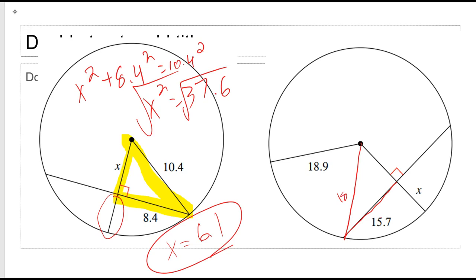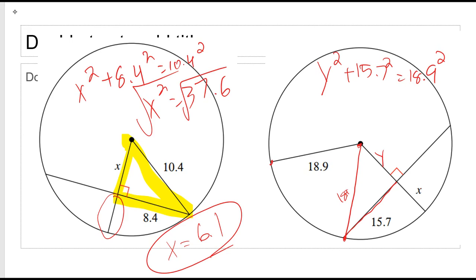That's 18.9. If you don't know how I got that, I just went from the center to the edge of the circle. That is what we call the radius. If I go from the center to the edge of the circle, that was 18.9. And I'm going to try to find y first. We must find y. We're going to use it to find x. So y squared plus 15.7 squared equals 18.9 squared.